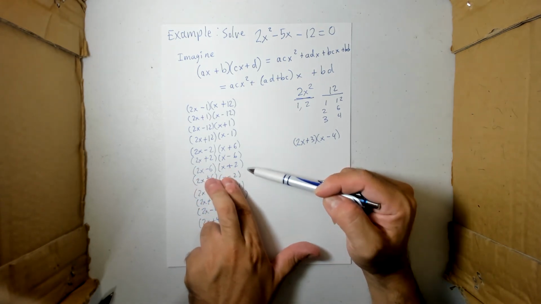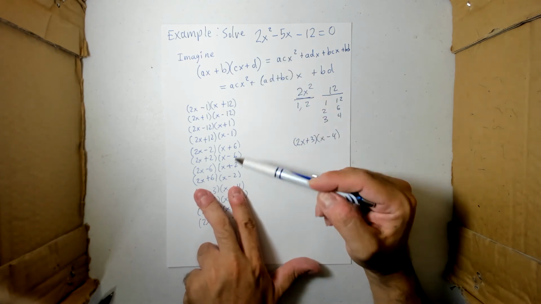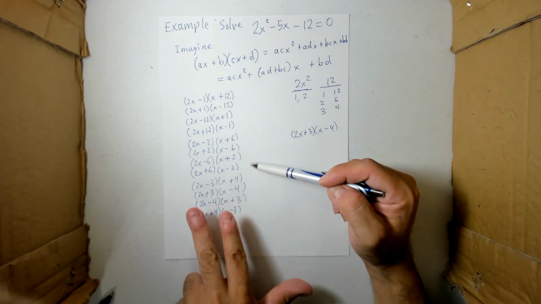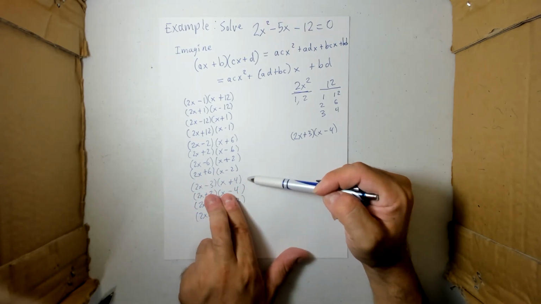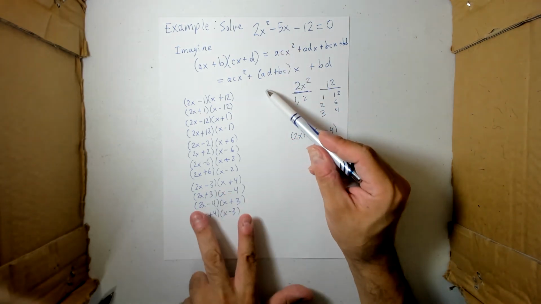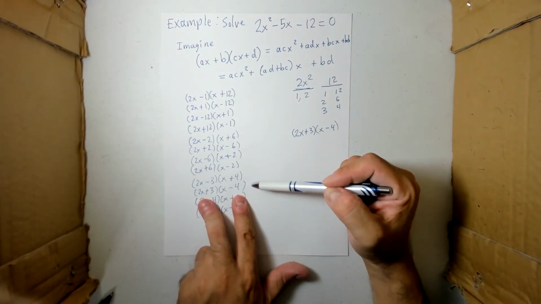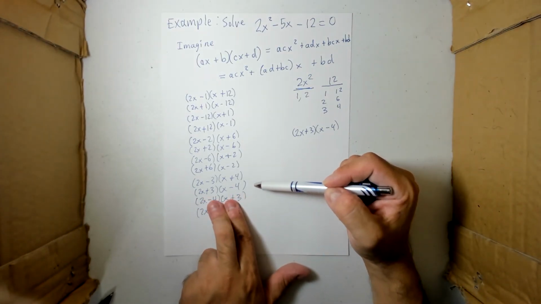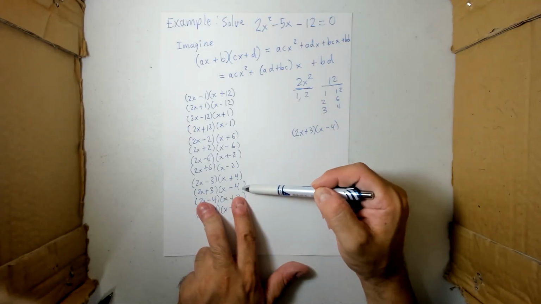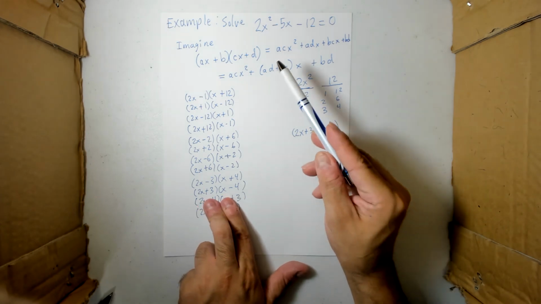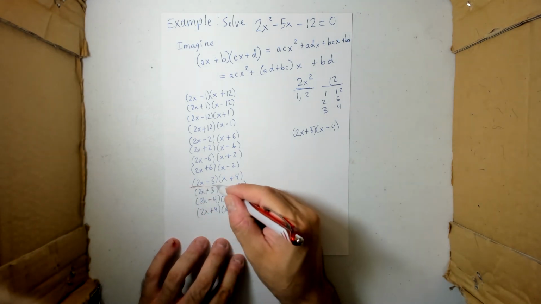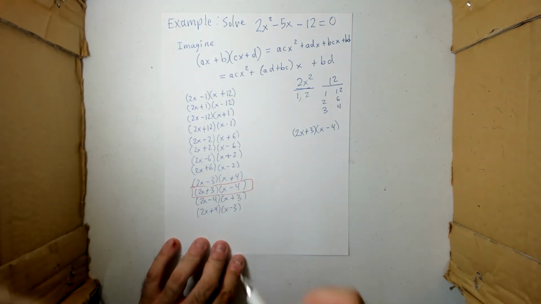4x minus 6x, that's negative 2x here. Here, negative 4x plus 6x is positive 2x. 8x minus 3x, aha, that's plus 5x. Close. It's not negative 5x, but it's closer. Here, 2x times negative 4, that's negative 8x plus 3x. Aha, negative 5x. Notice here again, 2x times negative 4 gives you negative 8x plus 3x, which is negative 5x. So here we have it. Okay, this is our factorization.